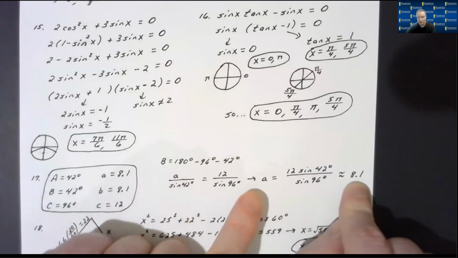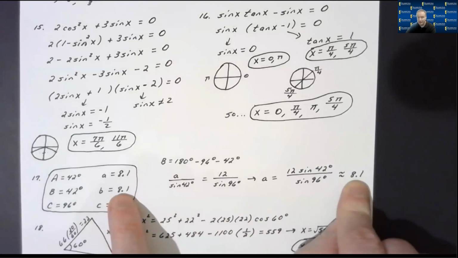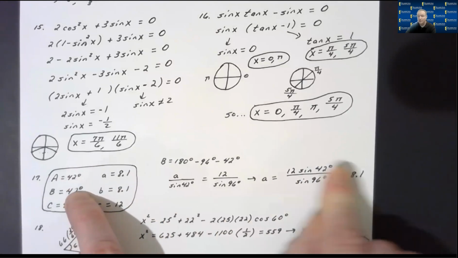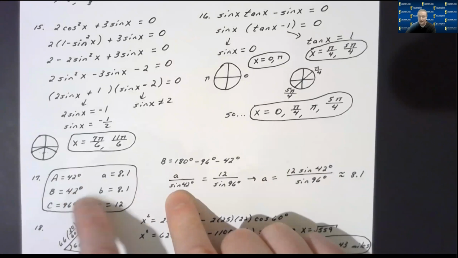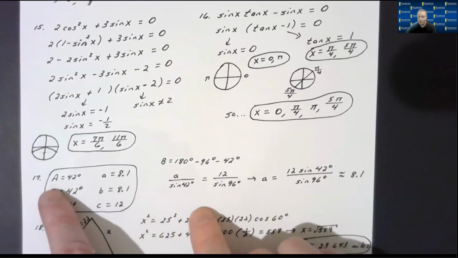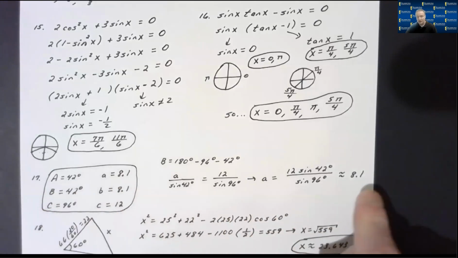Now, units were never given on this problem, so it's just 8.1. And I went ahead and put that in for B. Now, had A and B been different angles, I would have had to do another step and said B divided by the sine of its angle is equal to 12 over the sine of 96 and done the same solution process. But that just wasn't necessary here.